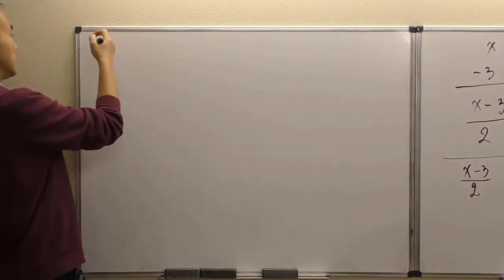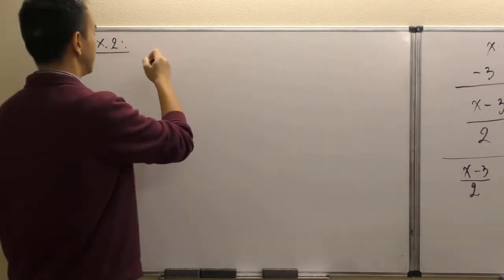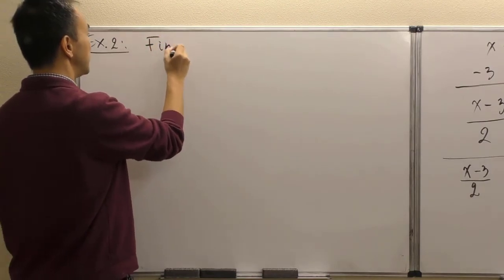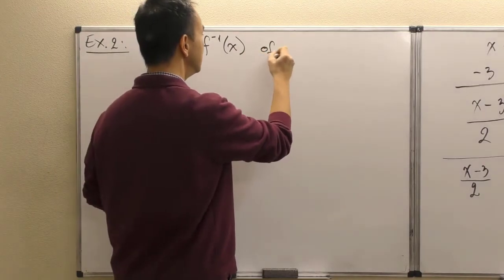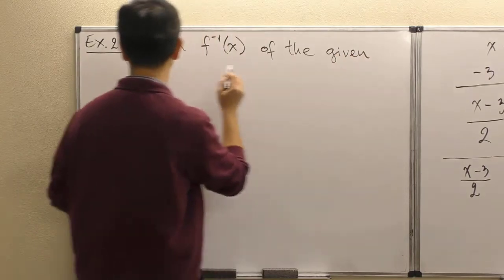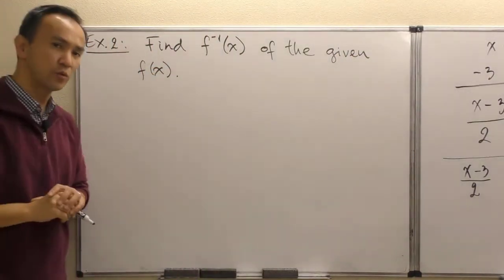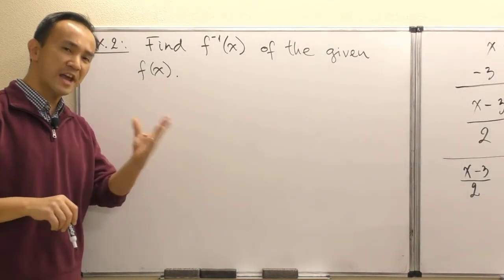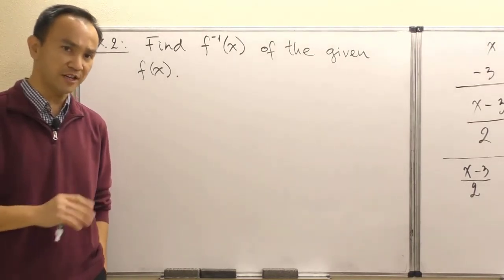All right, so now let me introduce example number 2. So we want to find f inverse of the given f of x. Expectedly there will be part A, part B, part C, where each part is a different function, and we will be finding the f inverse.